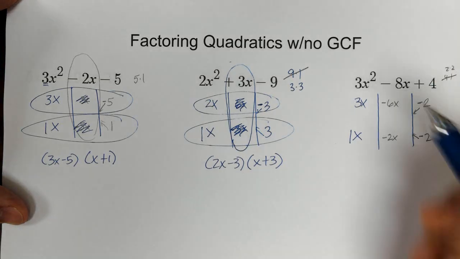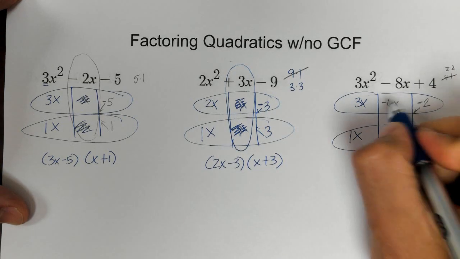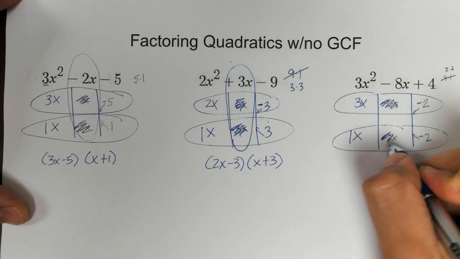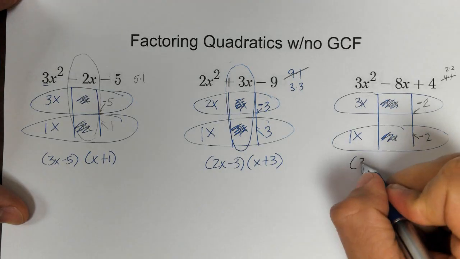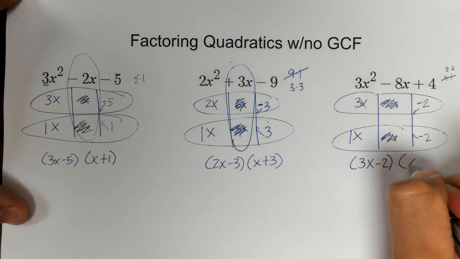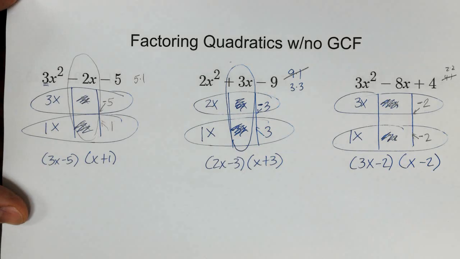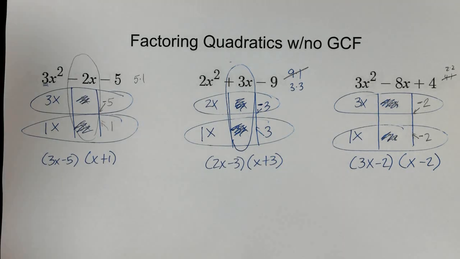So what are my factors? This is just to check my work. My factors will always be on the outside. I have 3x minus 2 and x minus 2. We can do more examples if you like.